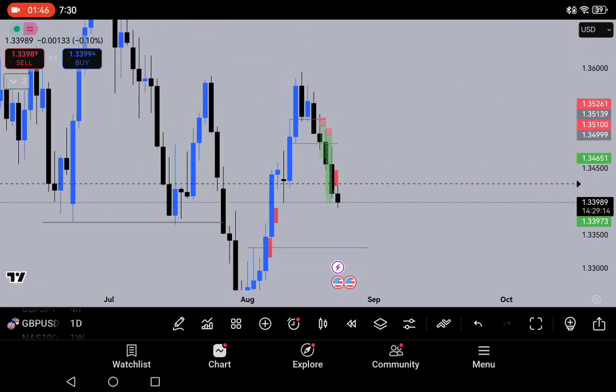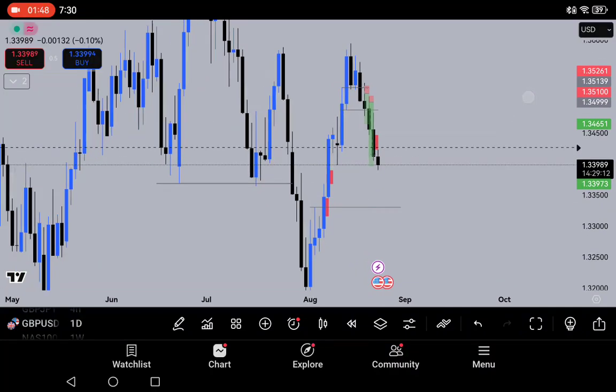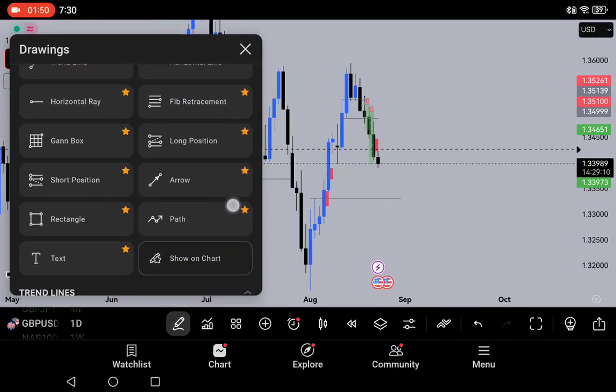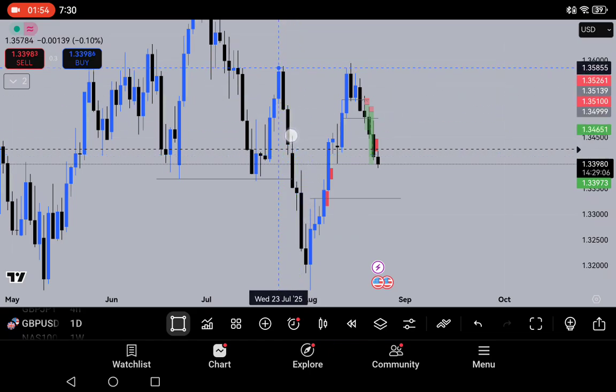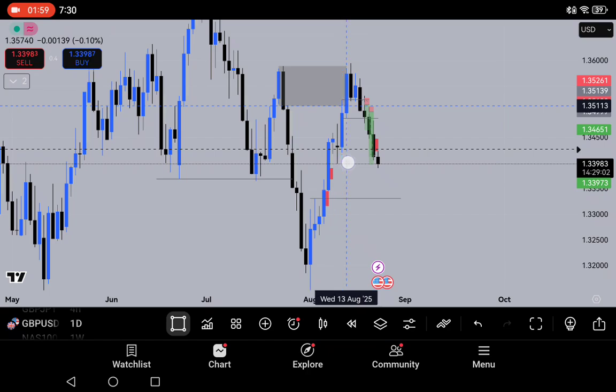A lot of people will be selling from this zone. To be honest, when I was trading supply and demand, this would have been my last zone to sell from. But what did price do? Price swept it out.